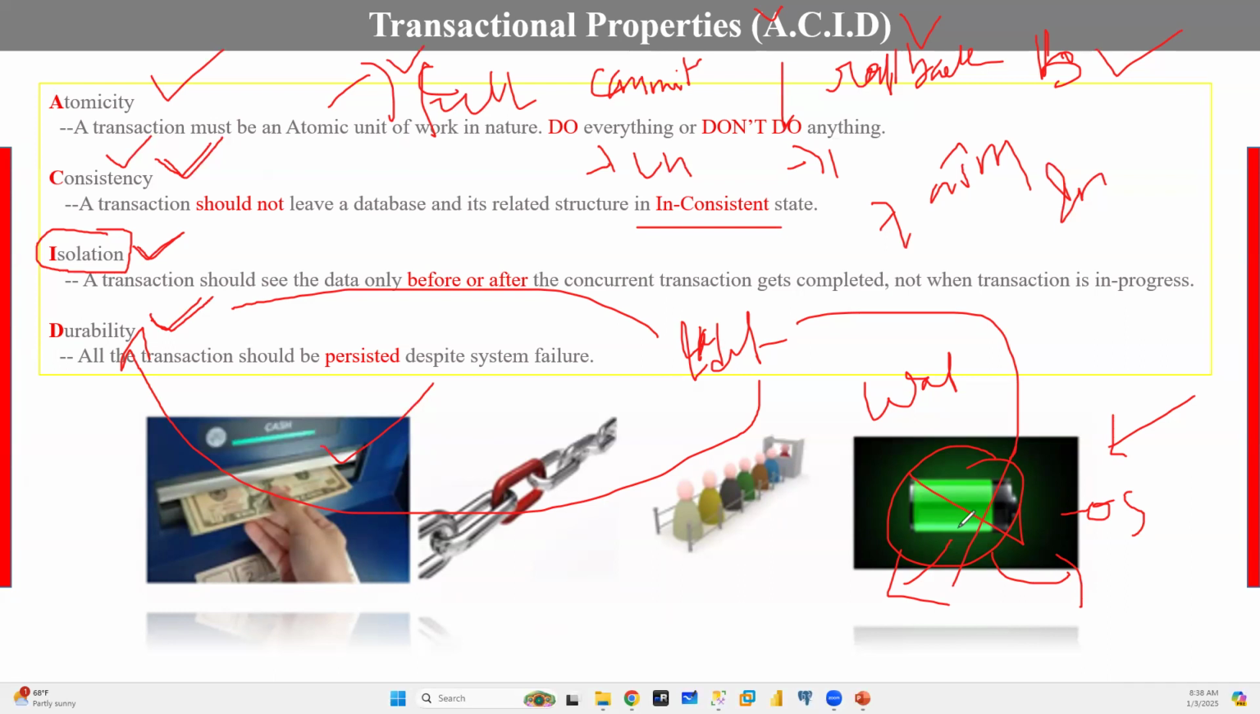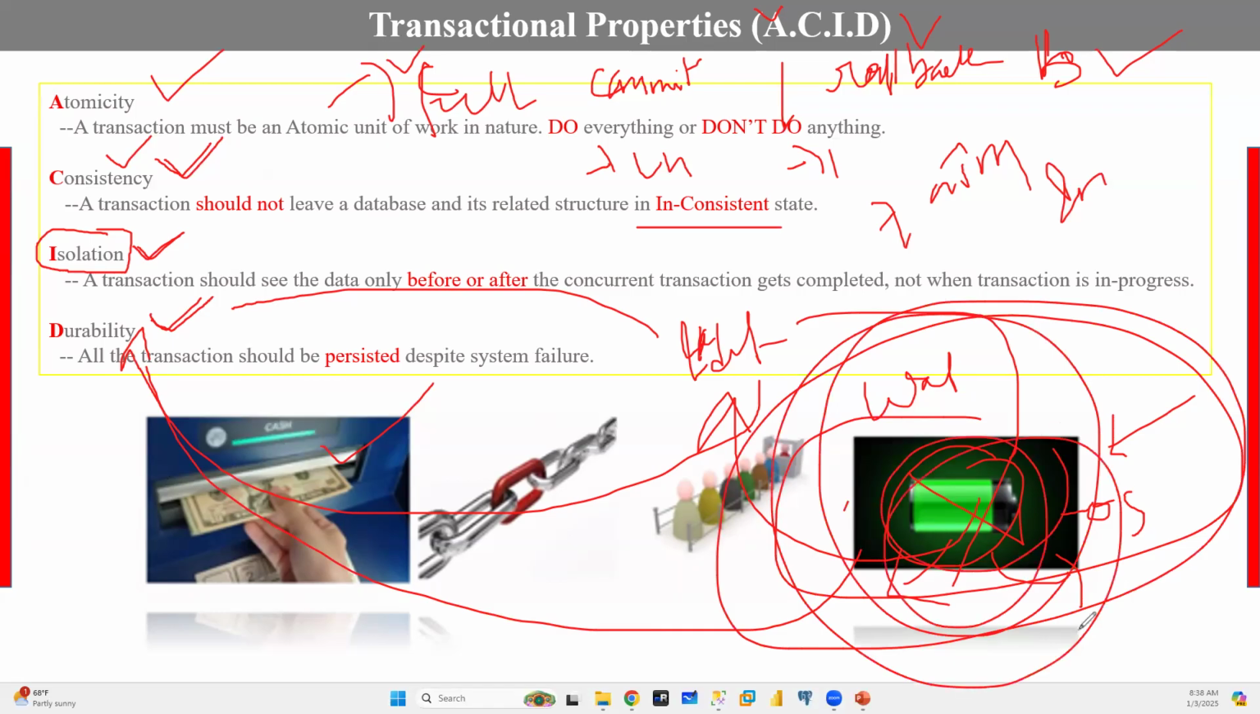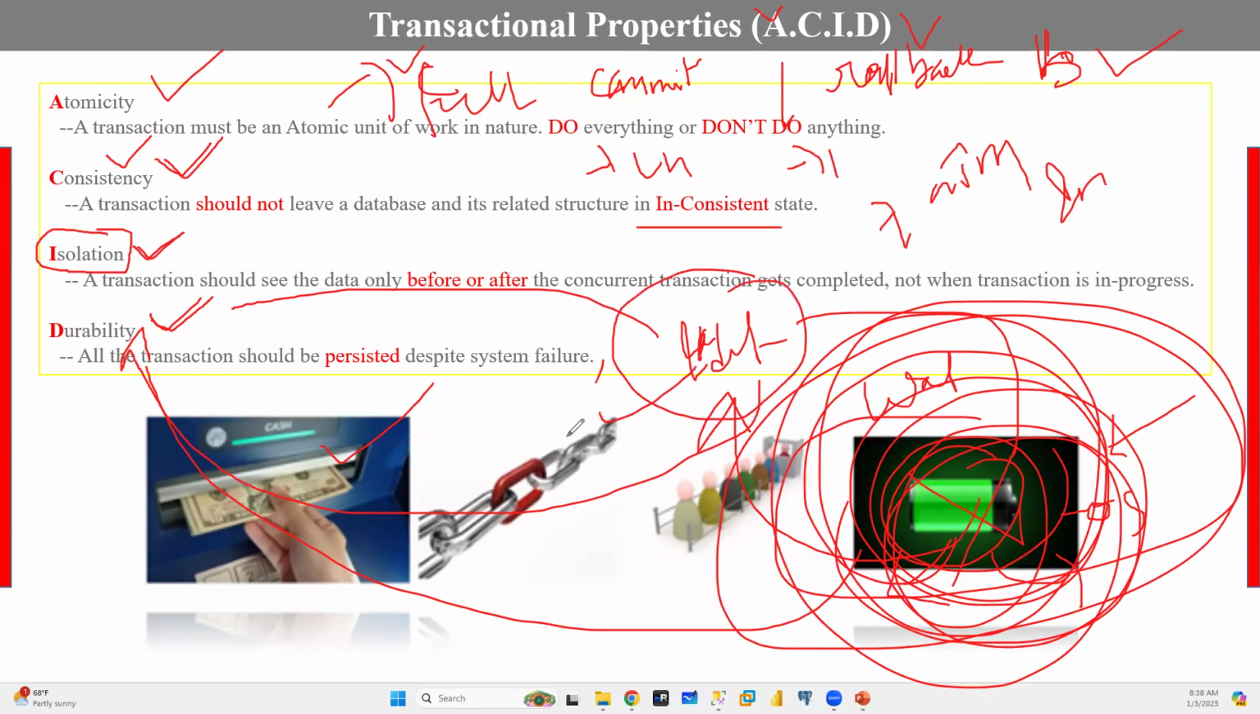So what is Microsoft doing in parallel? Whatever changes you make in the cache, the changes are moving in parallel to the LDF file to protect the durability. In case something happens to the operating system or there is a crash, no worries. I have a backup in the LDF file, and I can recover the data from it. It will run the recovery phase.